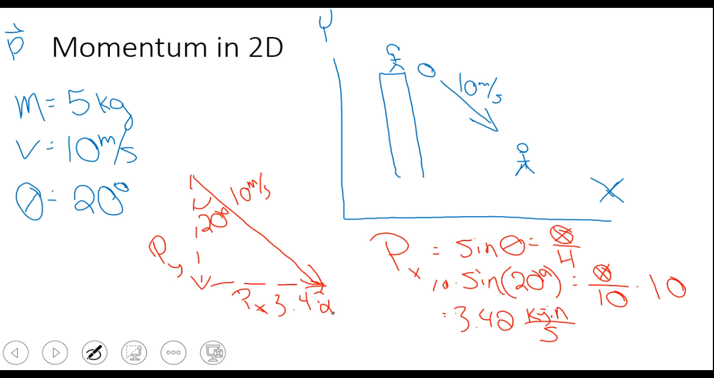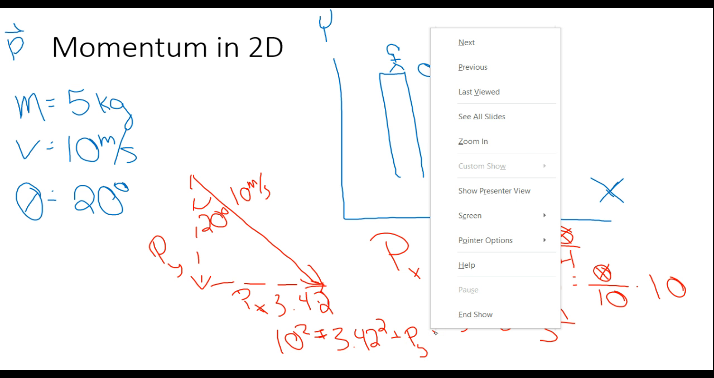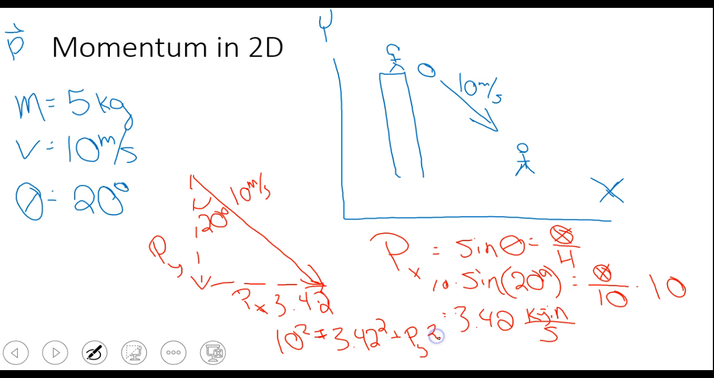3.42. And if you wanted to, at this point, you could use the Pythagorean theorem: 10 squared equals 3.42 squared plus the momentum along the y squared. And you could solve for the momentum along the y without trig once you get one of the x and y components.